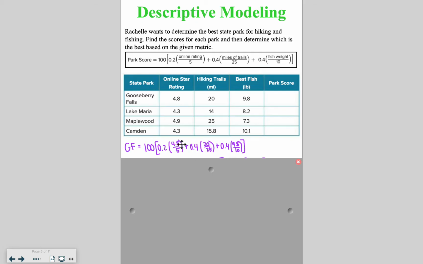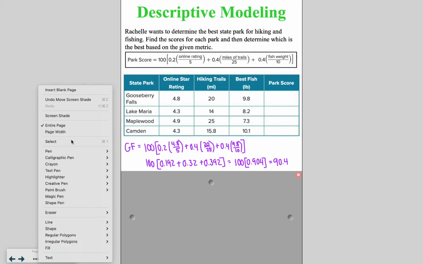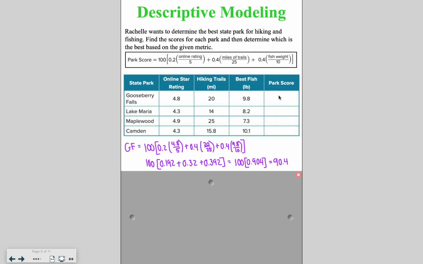The next step you would do is do all of that division. So we divide out each value and multiply it. So I've got 100 times my first value, plus my second value, plus my third value. I finished solving inside the brackets, which would give me 0.904, and multiply by 100 gives me that first score is 90.04. I want you to go ahead and calculate first the Lake Maria score.